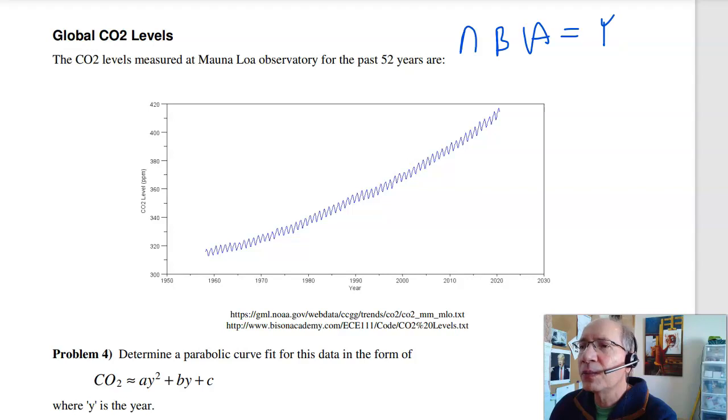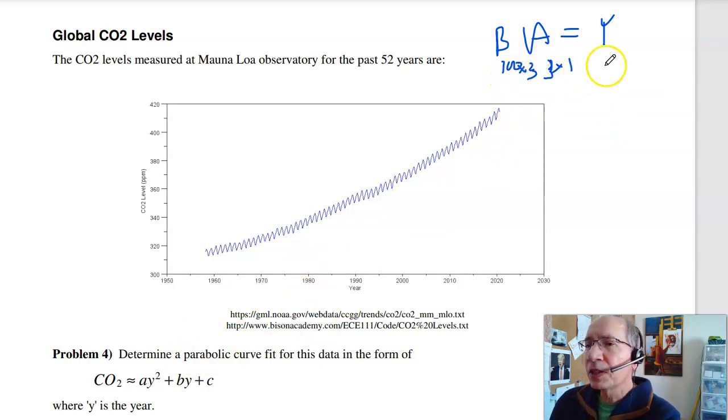If I have more equations than unknowns, suppose I have 100 equations and 3 unknowns. I can't invert a 100 by 3 matrix. I have 100 data points.